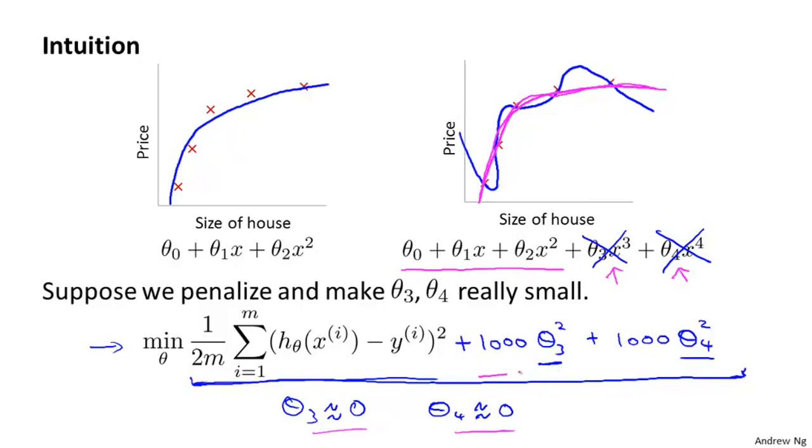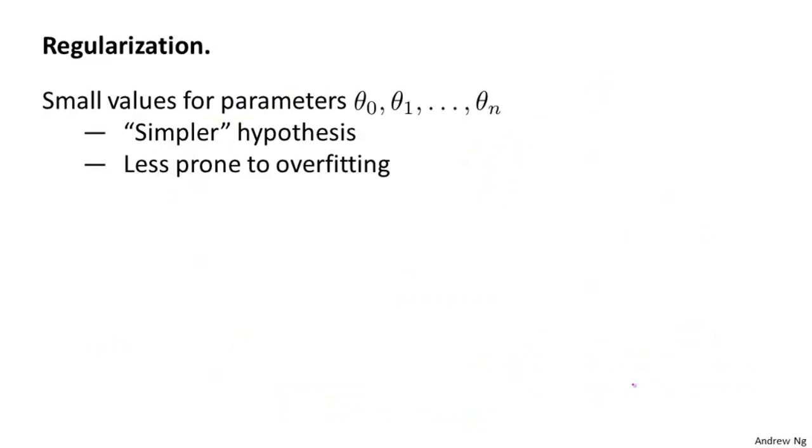In this particular example, we looked at the effect of penalizing two of the parameter values being large. More generally, here's the idea behind regularization. The idea is that having small values for the parameters will usually correspond to having a simpler hypothesis. So for our last example, we penalized just theta 3 and theta 4, and when both of these were close to 0, we wound up with a much simpler hypothesis that was essentially a quadratic function. But more broadly, if we penalize all the parameters, we can think of that as trying to give us a simpler hypothesis as well, because when these parameters are close to 0, in this example, that gave us a quadratic function. But more generally, it's possible to show that having smaller values of the parameters corresponds to usually smoother functions as well that are simpler, and which are therefore also less prone to overfitting.